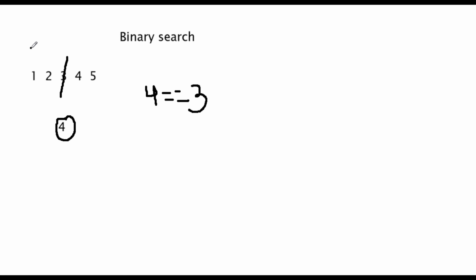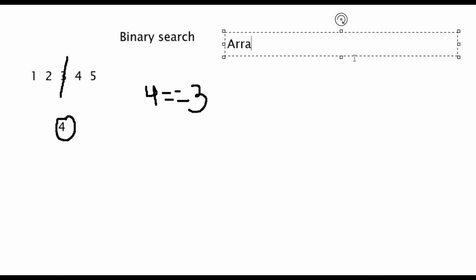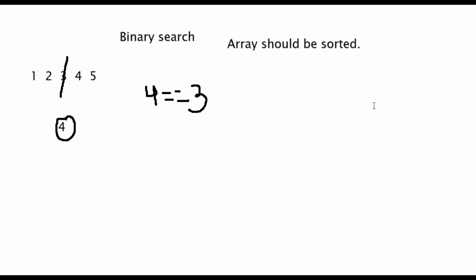So please make a note here. In binary search, the only thing that should be remembered is that the array should be sorted. Please make a note of this guys, because without sorting of the array we can't execute binary search. So coming to the topic we are discussing, whether 4 is equal to 3, definitely not.